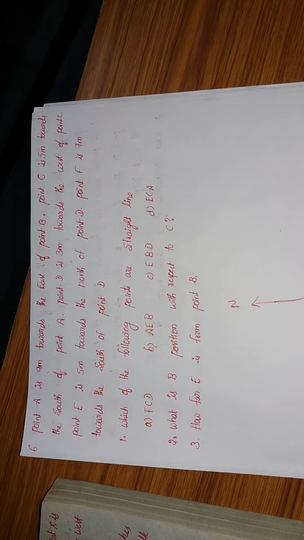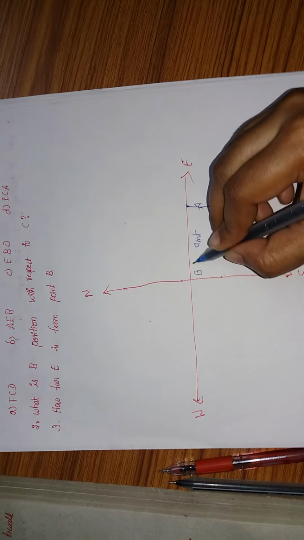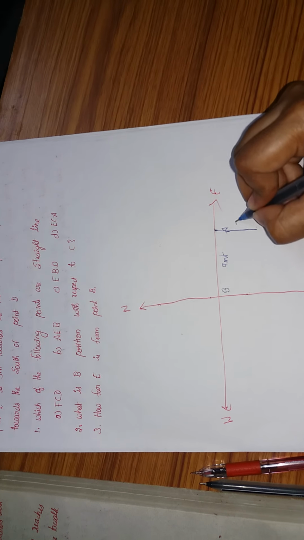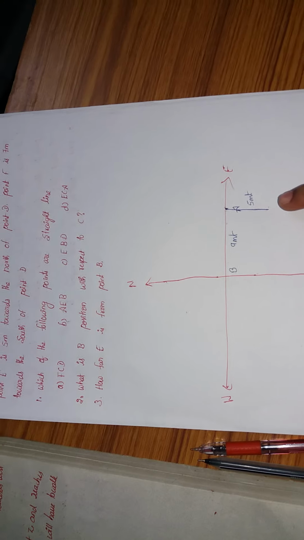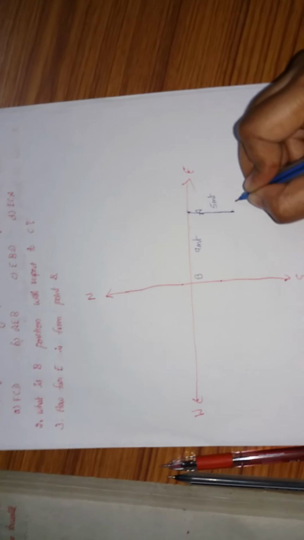We have to draw a line this much. 9 meters is this much length, so we have to draw a small line when compared to 9 meters. 5 meters is smaller than 9 meters. So here point C is present.